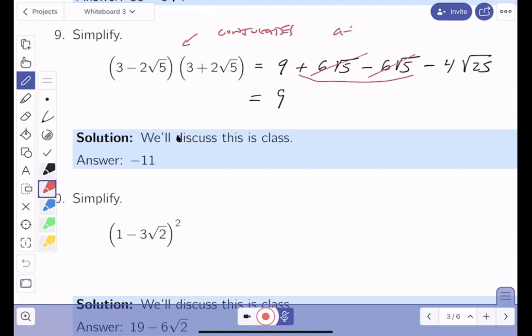What's a conjugate? A plus B, A minus B. And they really simplify nicely. It's A squared minus B squared. You may want to give that some thought.